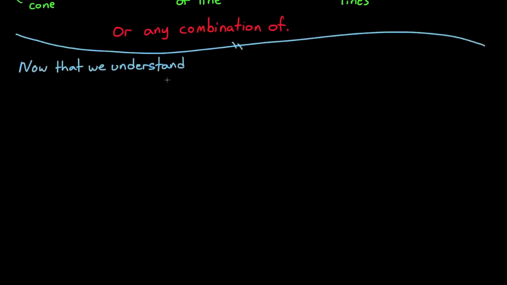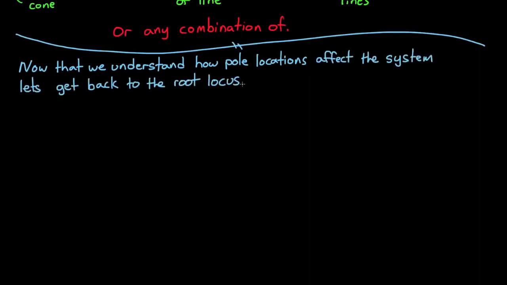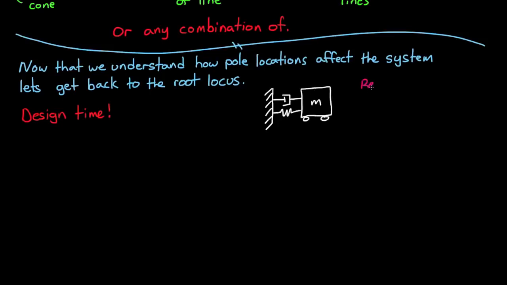So now that we understand how pole locations affect the system, let's get back to the root locus method and our design questions. Let's say that you want to design a mass spring damper system that meets certain requirements. And we'll say that the requirement is that the damping ratio for the system must be greater than or equal to 0.75.